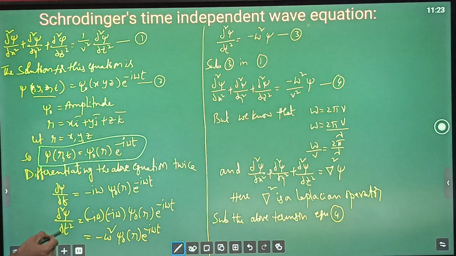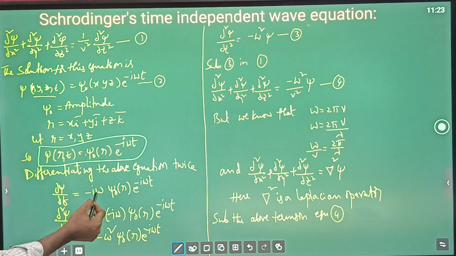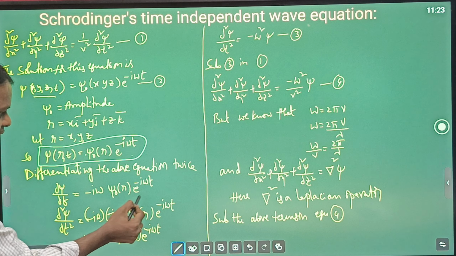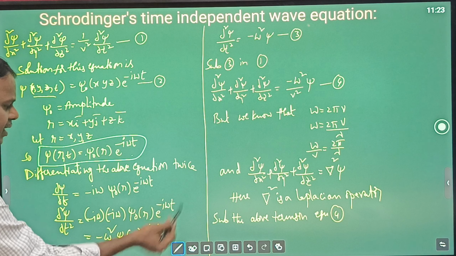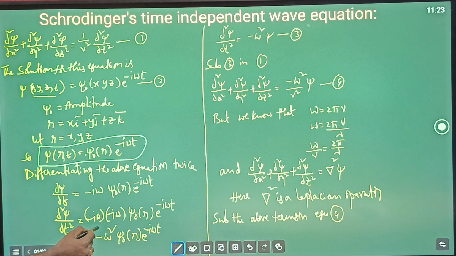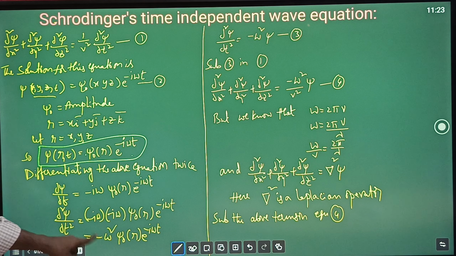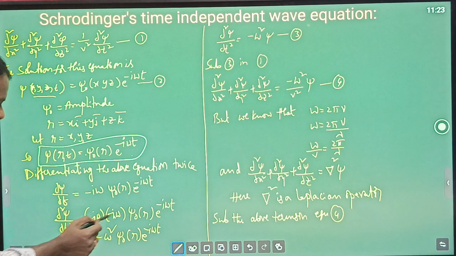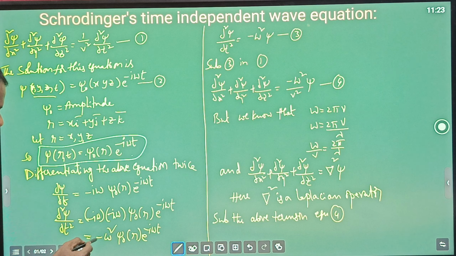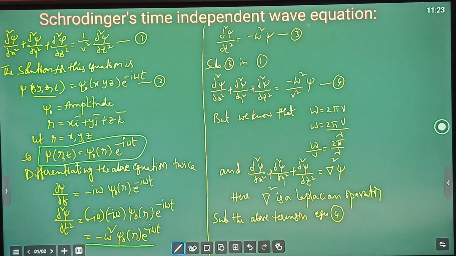So dou square psi by dou t square is equal to minus i omega psi naught of r e power of minus i omega t, and e power of minus i omega t on differentiation again gives minus i omega with respect to t. So dou square psi by dou t square is equal to minus into minus, plus i into i, that is i square, that means minus 1. So minus 1 into omega square, so minus omega square into psi naught of r e power of minus i omega t.